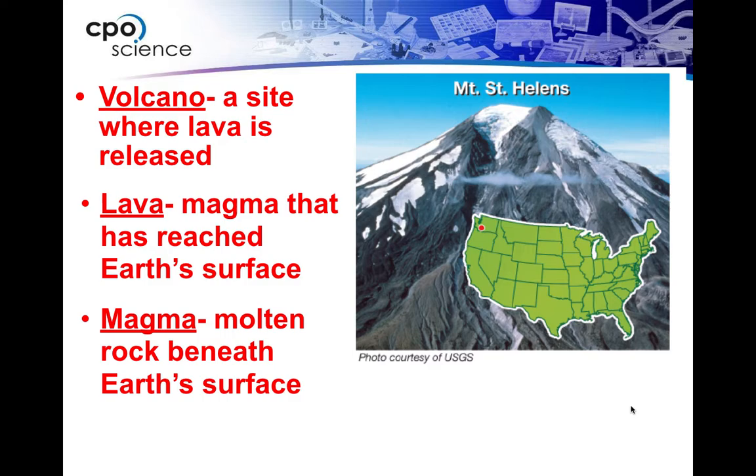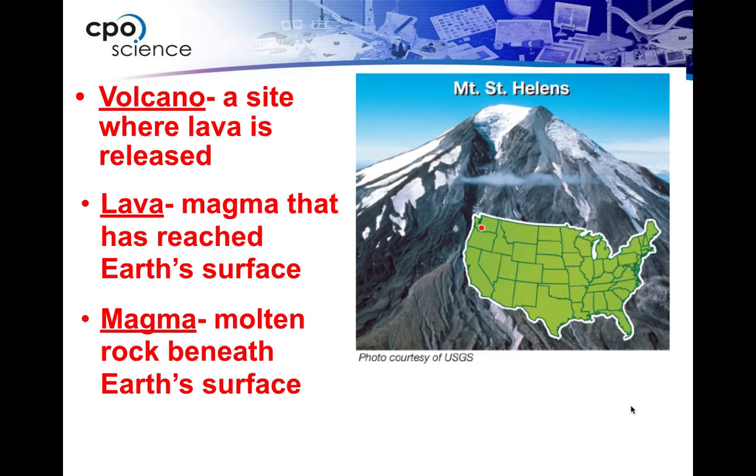All right, some vocab terms. A volcano is anywhere on Earth where lava is released. So a site where lava is released is called a volcano. Once the magma reaches Earth's surface, we call it lava. So essentially, once it hits the air, we call it lava. And when it's beneath Earth's surface, we call it magma. So really, they're the same thing. The only difference is where they're found. Lava is above Earth's surface. Magma is below Earth's surface.